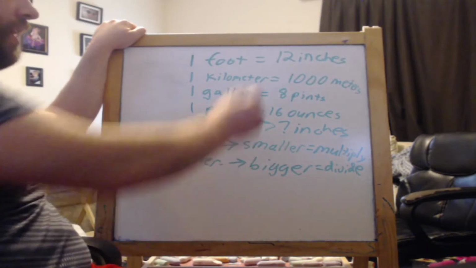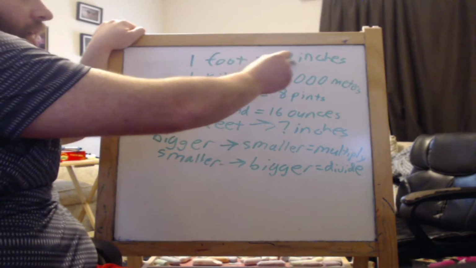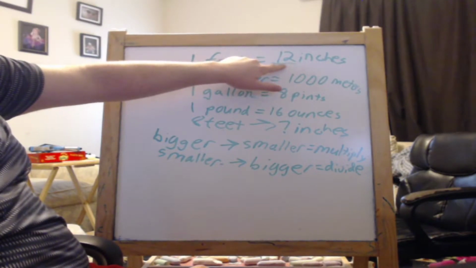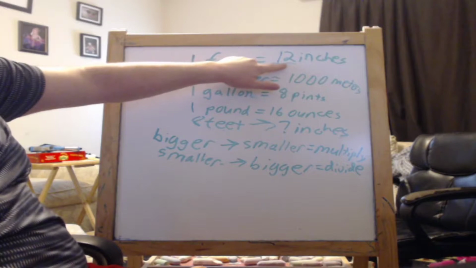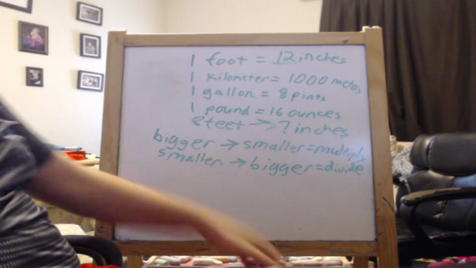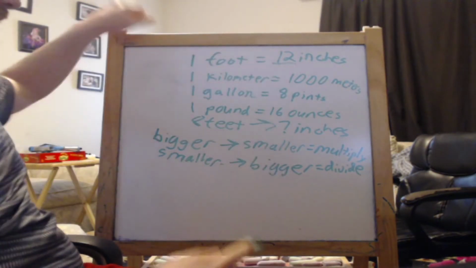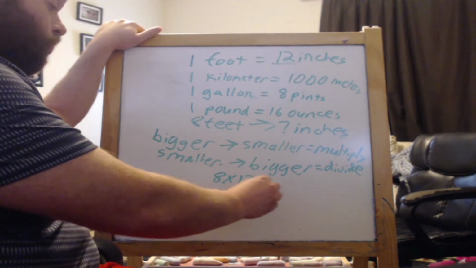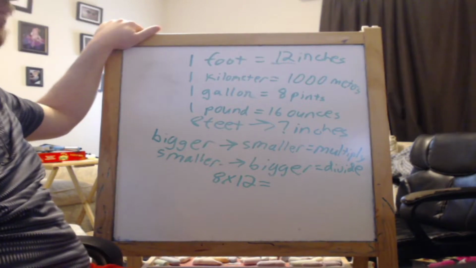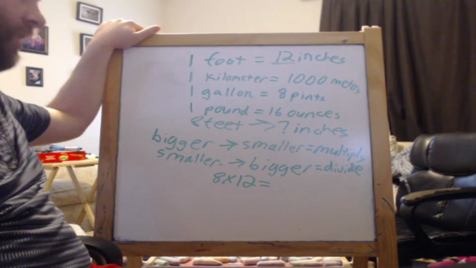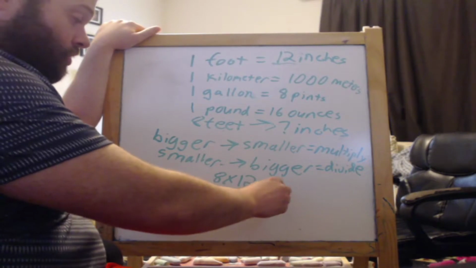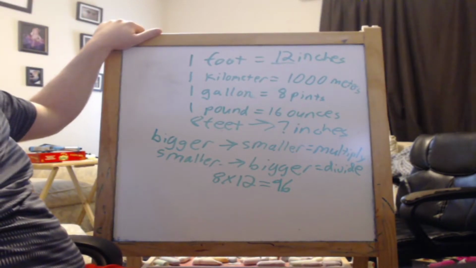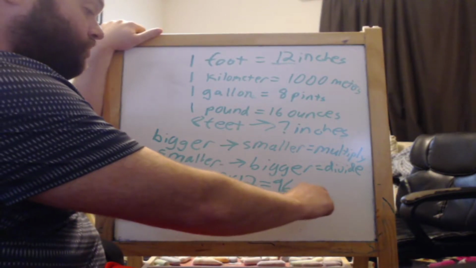And what are we multiplying by? We're just multiplying by however many of the smaller unit it takes to make a bigger unit. So it is 12 inches. So all we're doing is 8 times 12, which hopefully you guys have memorized your multiplication tables up to 12. So I know that the answer is 96. Okay, so it's 96 inches.